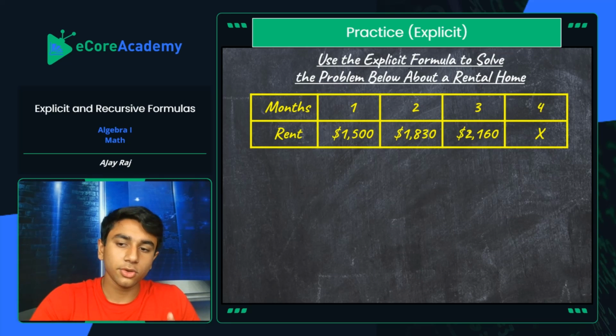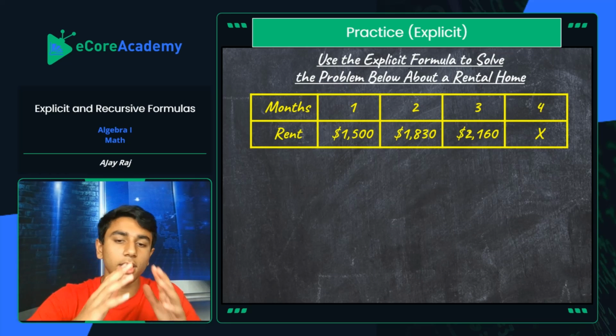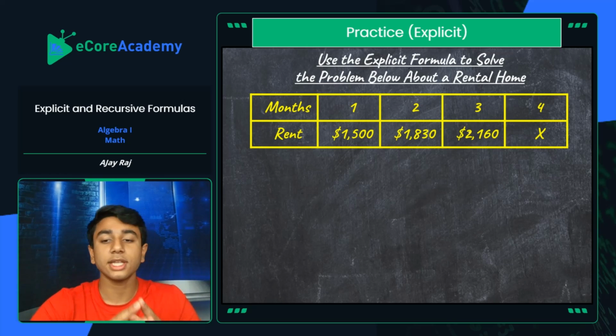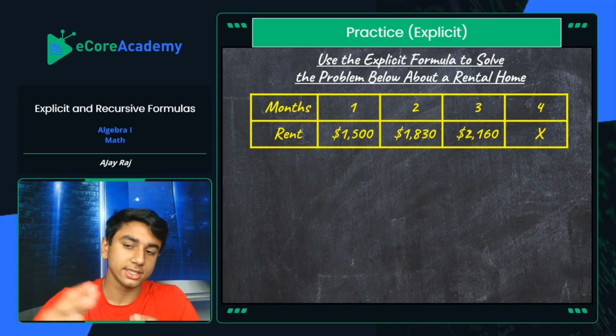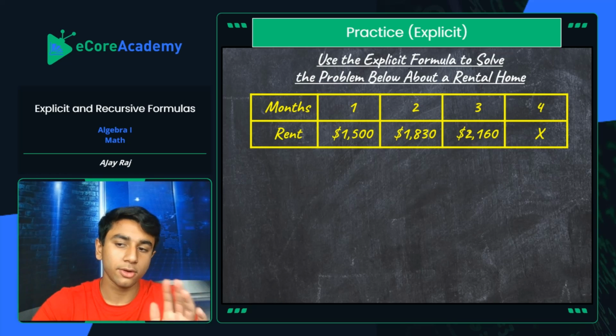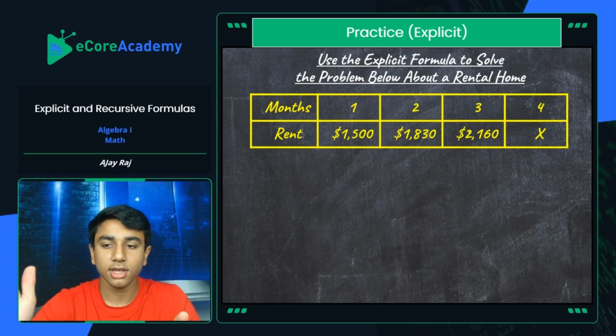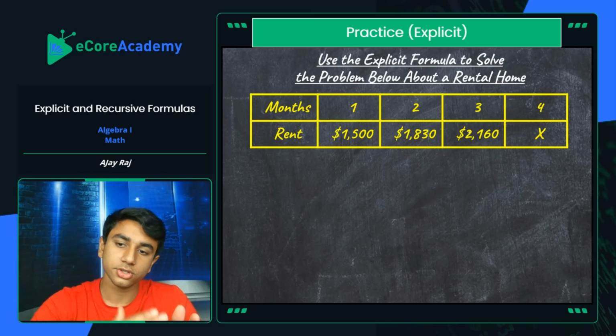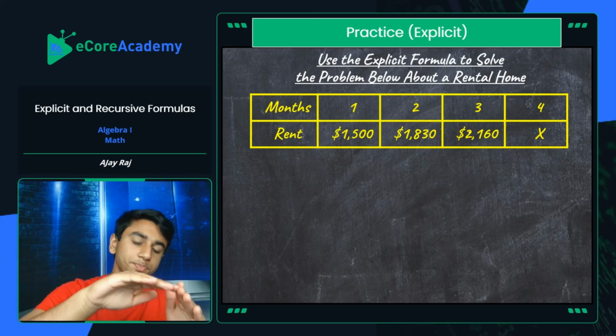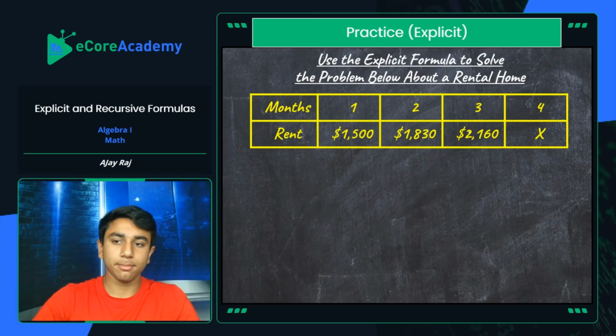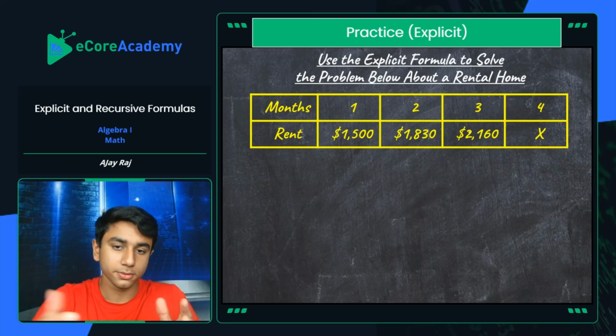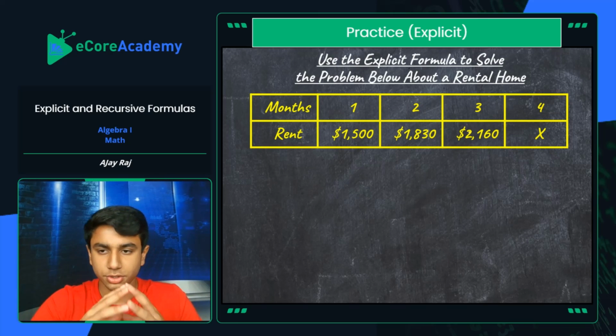So we have this rental home here, and every month that you rent out this home, it's actually going to increase in price at a consistent amount after a certain amount of months. After 4 months, it's going to increase consistently for those 4 months, and then afterward, it's going to start to plateau at that same price. So as you can see here, for the first month we have $1,500. The second month we have $1,830, and then the third month we have $2,160.